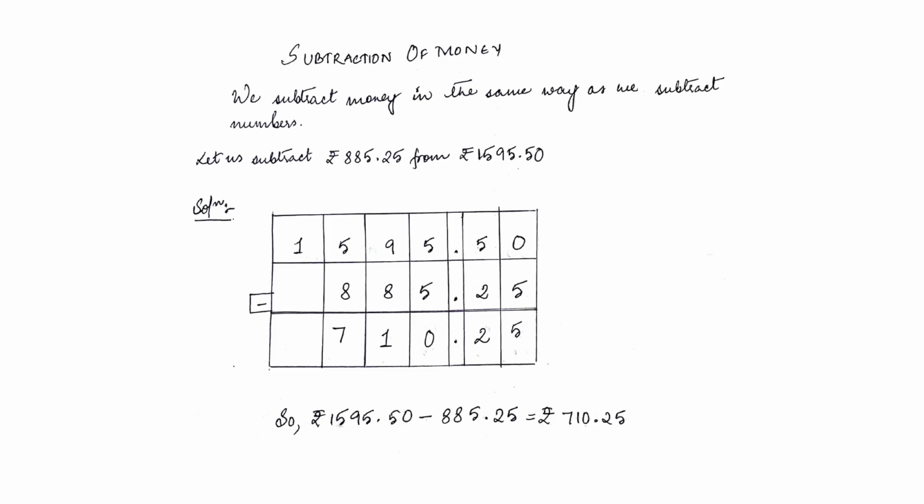Our next topic is subtraction of money. So we subtract money in the same way as we subtract numbers. Means first of all we will arrange all the amounts in columns in such a way that all the dots fall in one column. After that we will subtract.